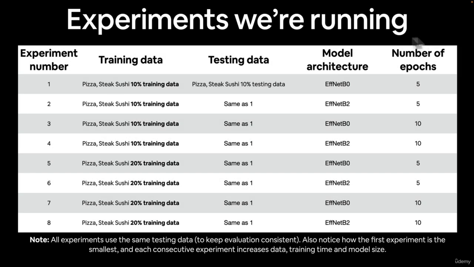You ready to run some experiments? So we've discussed what experiments we're going to be running. We're starting with 10% training data, EfficientNet B0, and 5 epochs. And then we're slowly going to scale things up. We're going to slowly double the data, slowly double the model size, and slowly double the number of epochs. So doubling the training time. So starting small and scaling up when necessary.